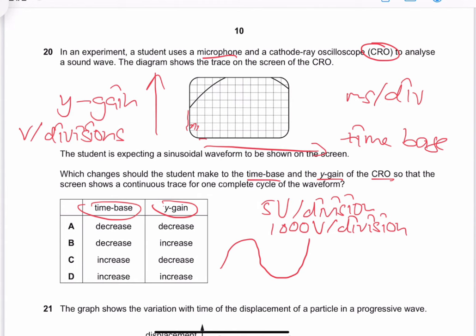But if I were to increase the Y gain, I can have a small wave showing on my screen. The same with the time base. The time is so big that per division it is maybe 10 milliseconds per division. But if I were to put maybe 1,000 milliseconds per division, one division can show 1,000. So I've reduced my whole shape to be smaller. So my answer should be increase and increase.